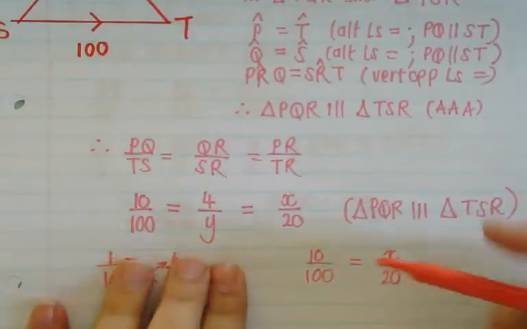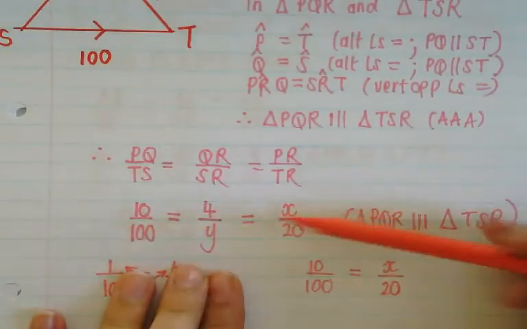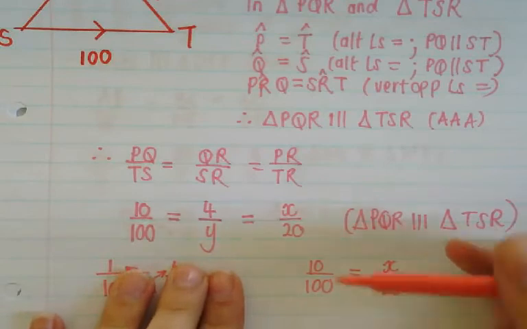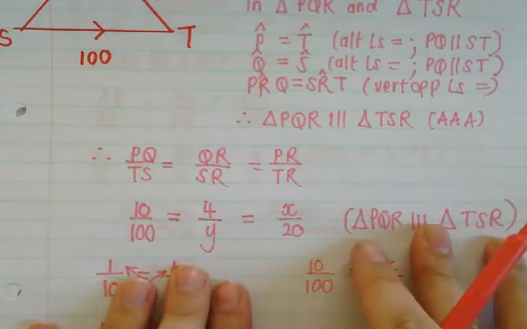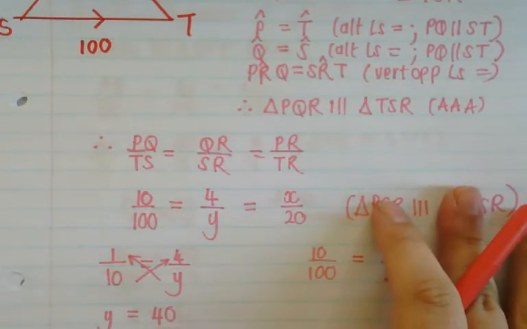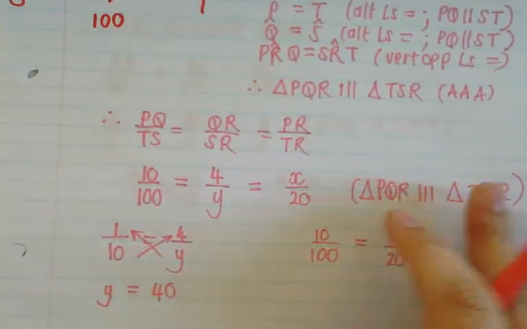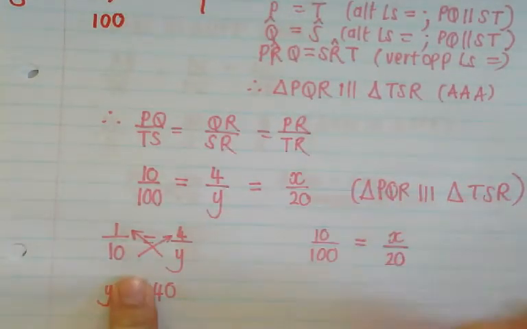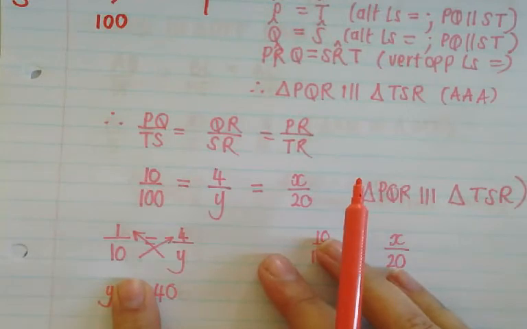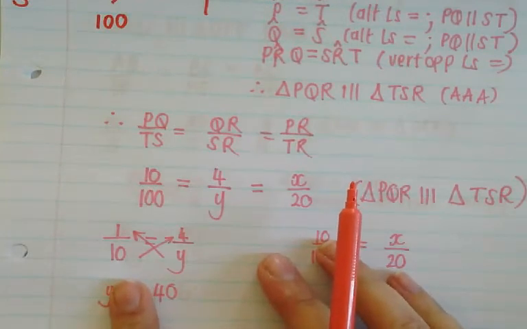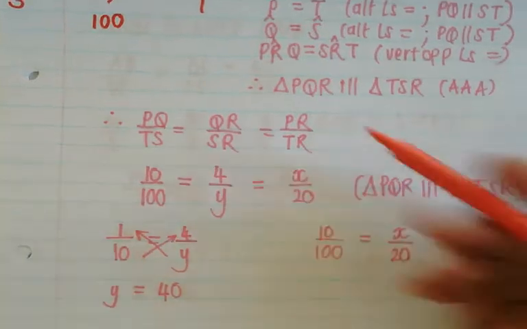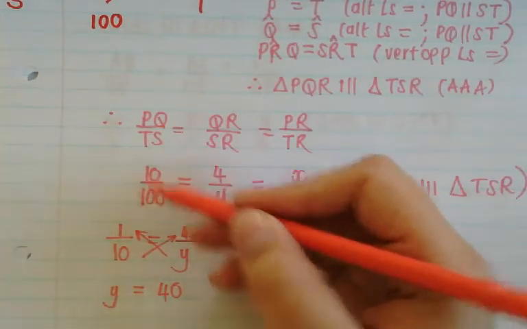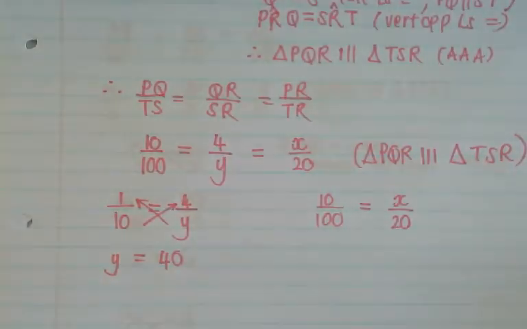So I substituted in what I knew. Now I'm solving for x and y. It doesn't have to be in alphabetical order, so I did y first. You'll also see here that I decided I can simplify 10 over 100. It's still the same fraction, it's still equivalent, it's just a smaller number. So I took 10 divided by itself into 100, and that way I could immediately say that y would be 40 by cross multiplying.